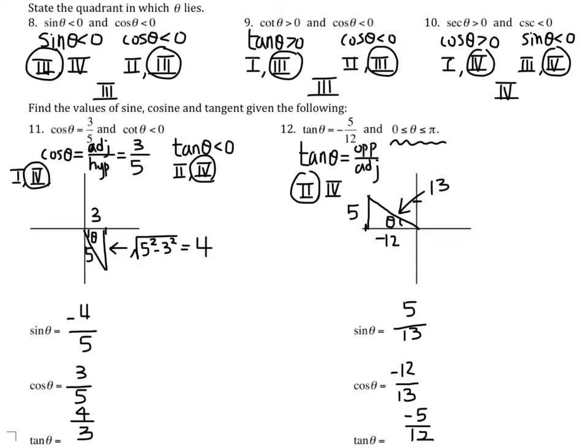Number 10, secant theta greater than 0. For secant, I think about cosine. When will your cosine be positive? Cosine is positive in the first and the fourth quadrant.